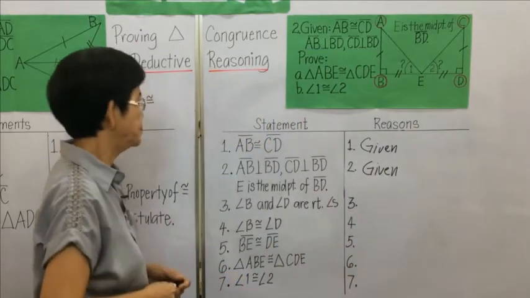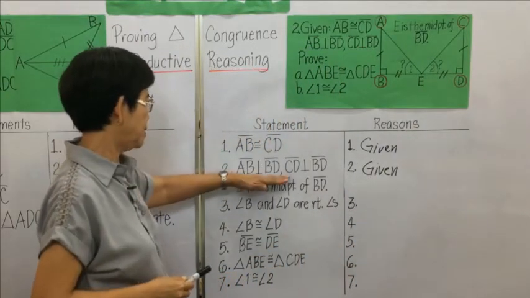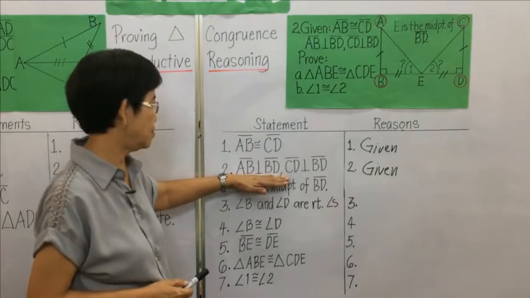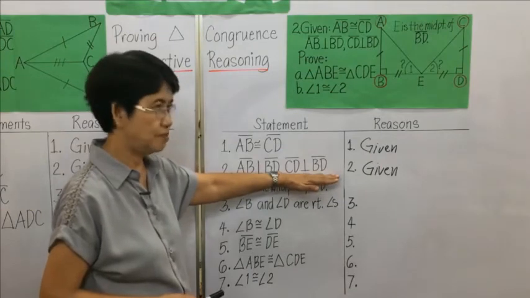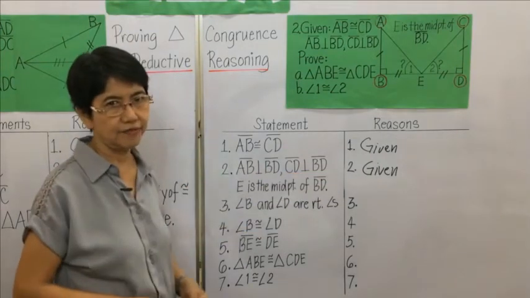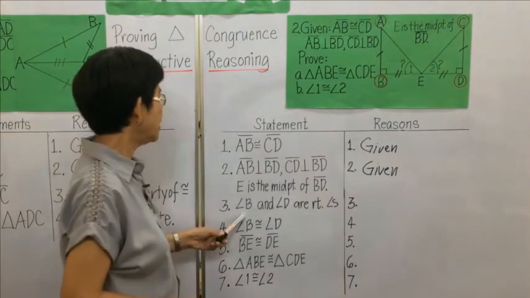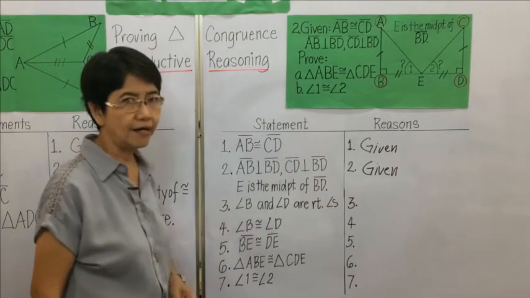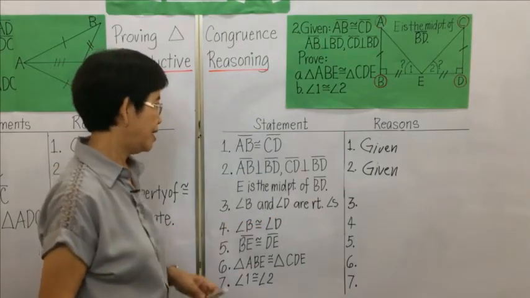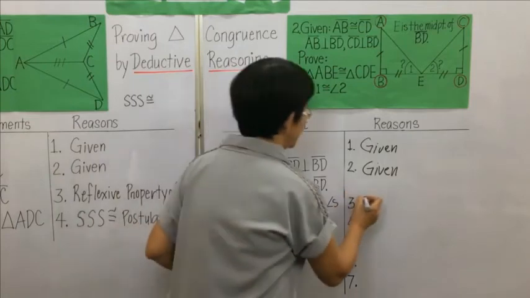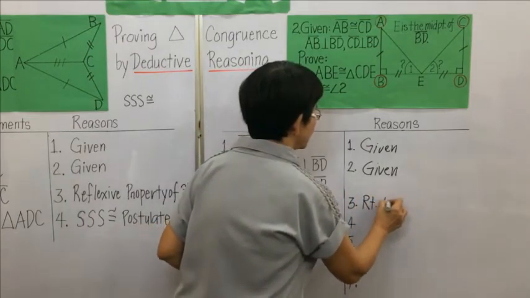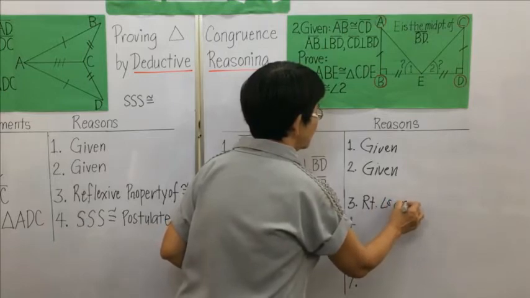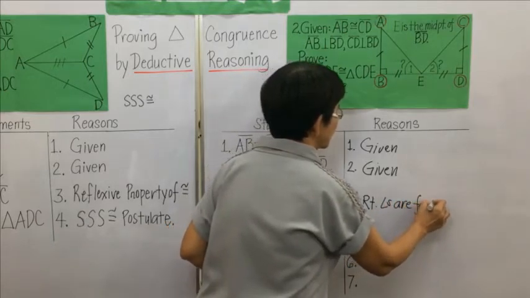So for this fact, AB is perpendicular to BD, a right angle is formed, and CD is perpendicular to BD, another right angle is formed. Therefore, angle B and angle D are right angles. And the reason is right angles are formed at the foot of the perpendicular.